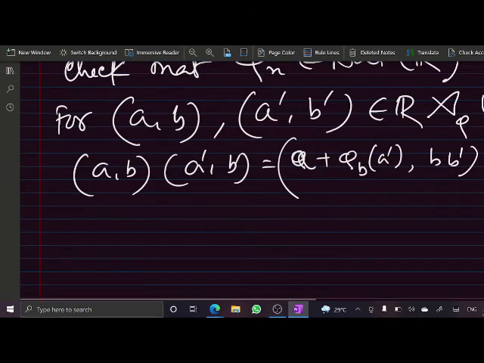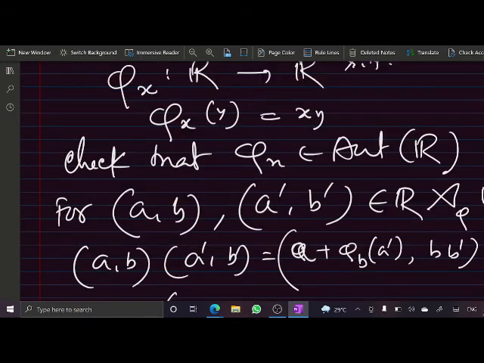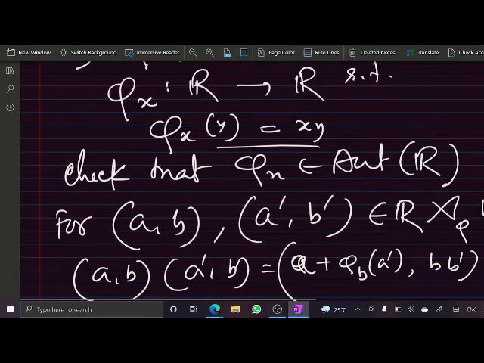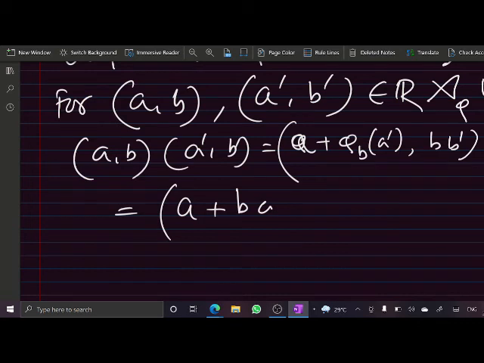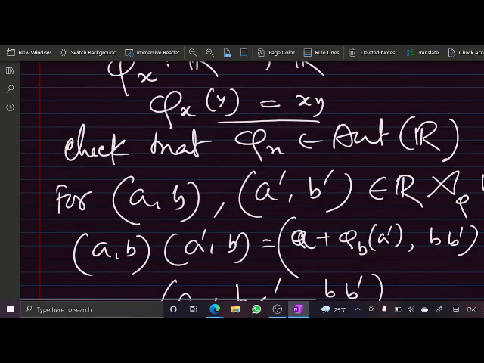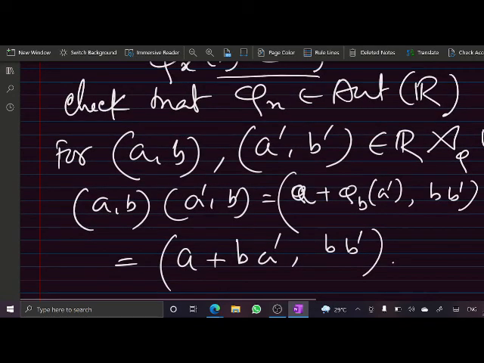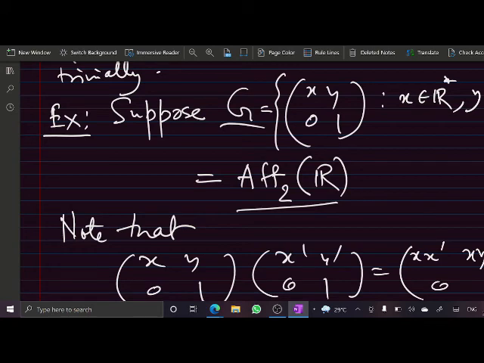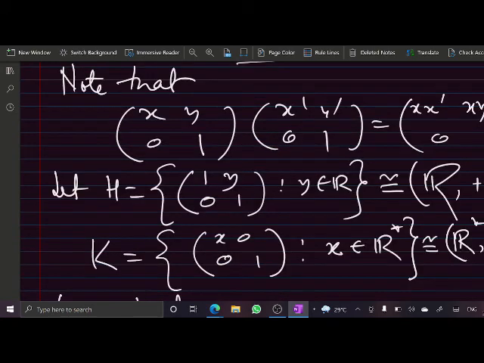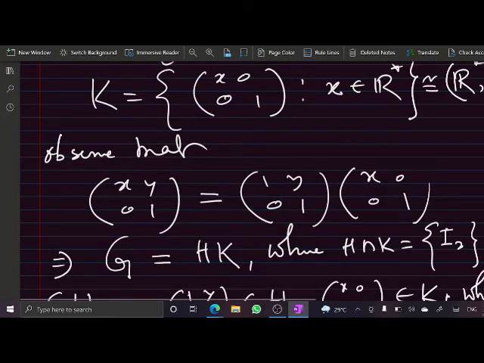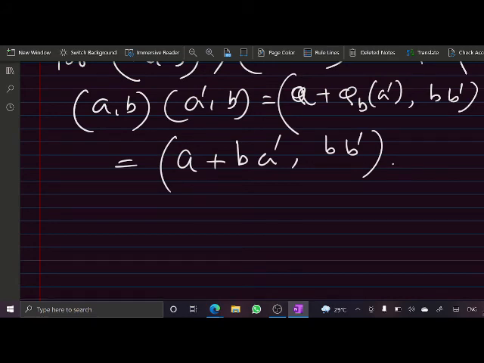Okay. So that means it is a plus, so what is phi_b(a')? By means of this map, it is ba', right? Now, if you look at the operation in the group of affine matrices, you have seen that [x y; 0 1][x' y'; 0 1] is actually this one. Okay. So these two operations resemble each other.